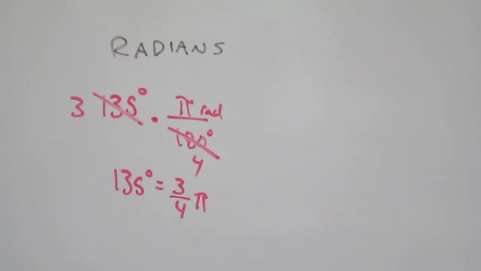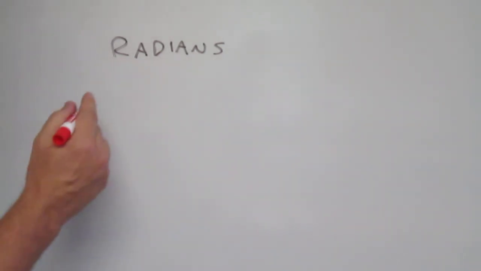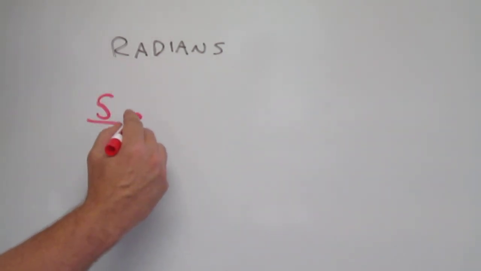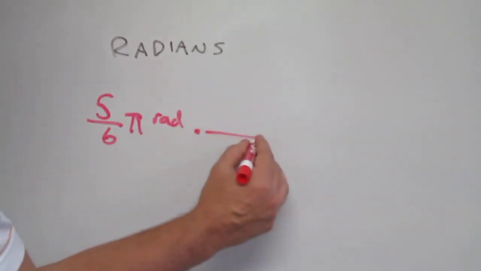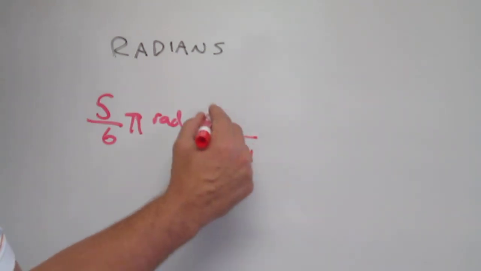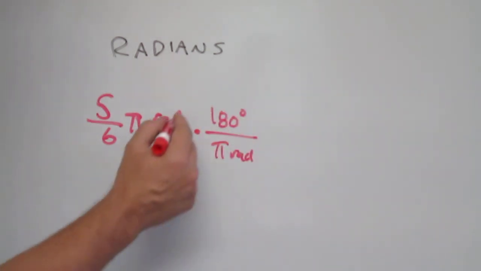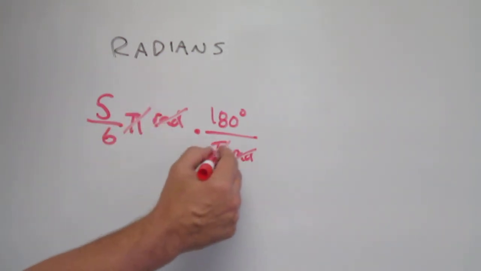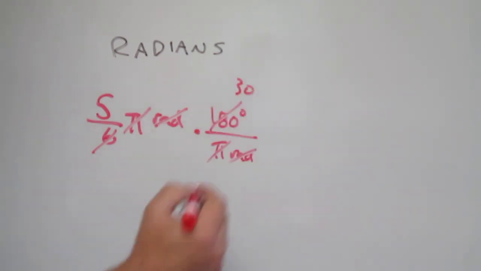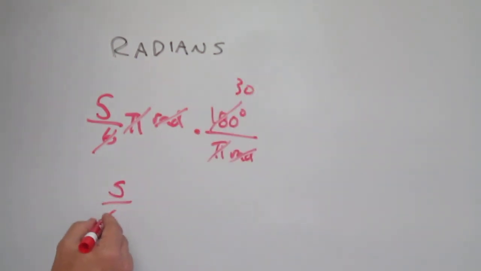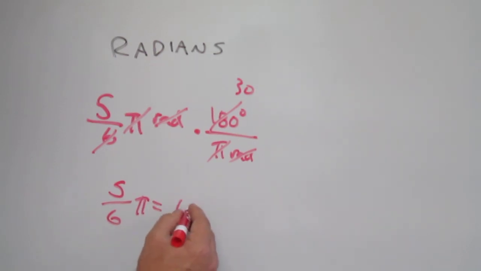Okay. What about going in the other direction? If I have 5/6 pi radians, and I want to change that into degrees, I just have to flip things. I put pi radians here, 180 degrees here, radians and radians cancels. Pi and pi cancels. The 6 and the 180 would cancel to give me a 30, and that would be equal to 150 degrees. This is a very important conversion and something that you commonly do in different aspects of trigonometry.